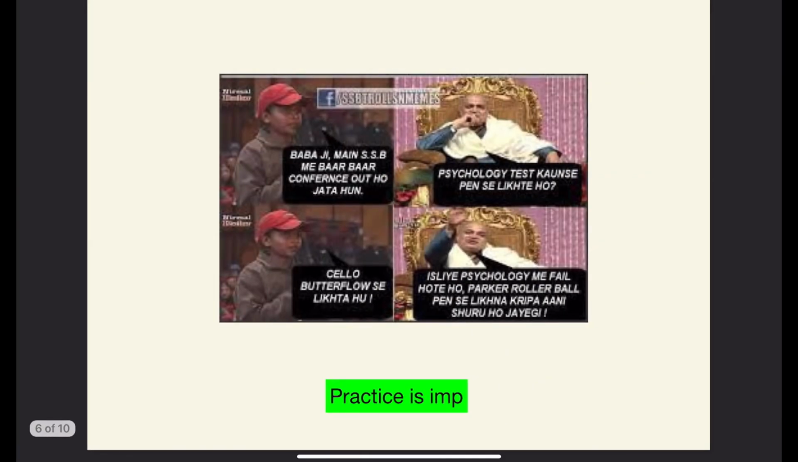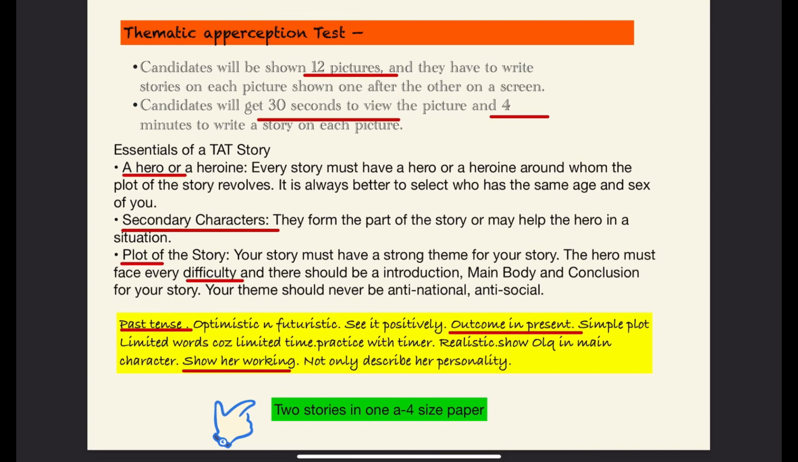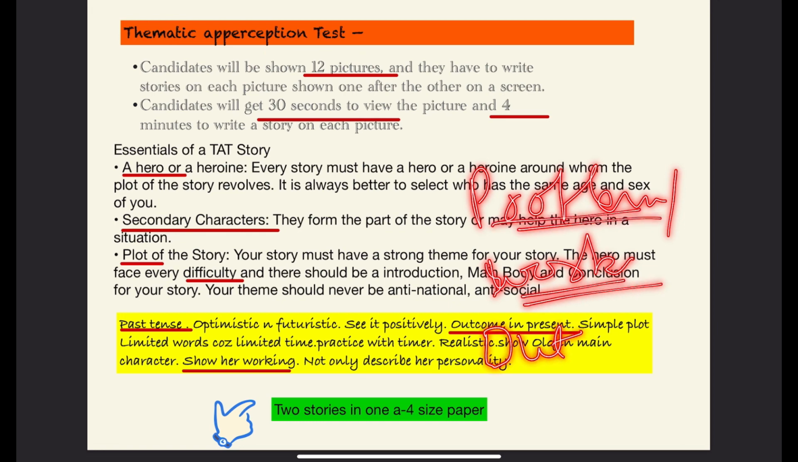So next is your thematic apperception test. 12 pictures will be shown to you. You will be given 30 seconds to view the pictures and 4 minutes to write a story. There would be a hero in your story. There could be secondary characters if you see more than one person, and then it would be the plot of your story which will matter the most. It is also to be done in 3 stages as we did in the PPDT. Firstly, you would find a problem, any issue, and then your main character will work, and thirdly the outcome will come.